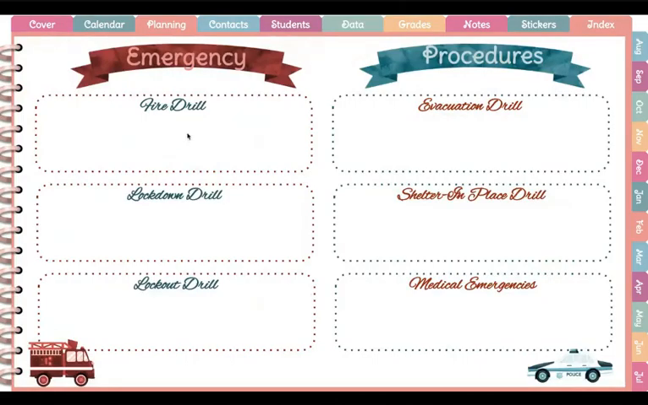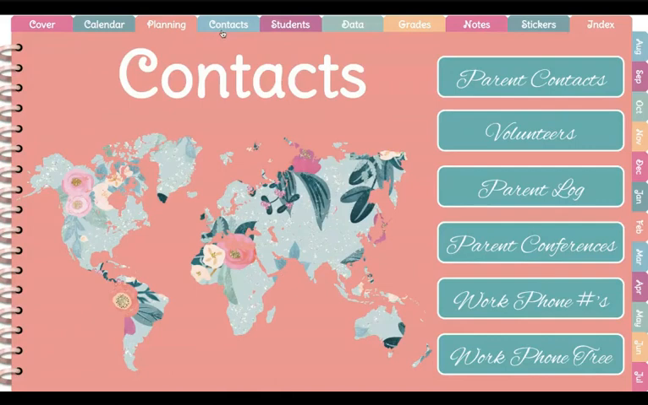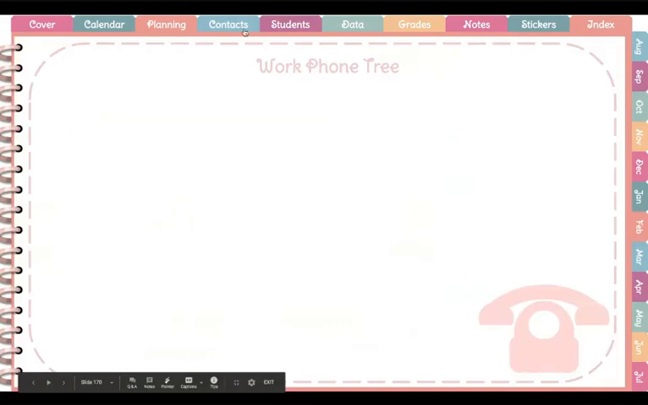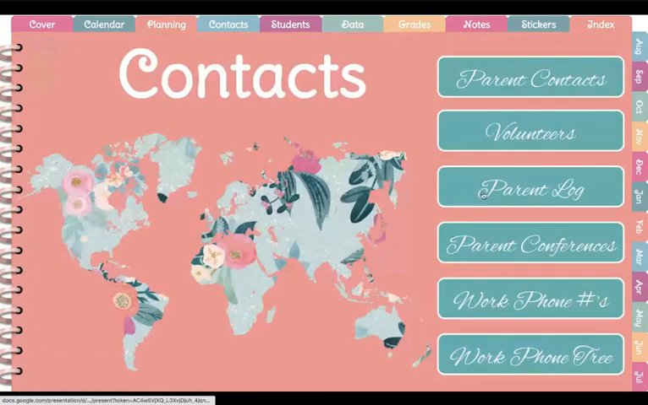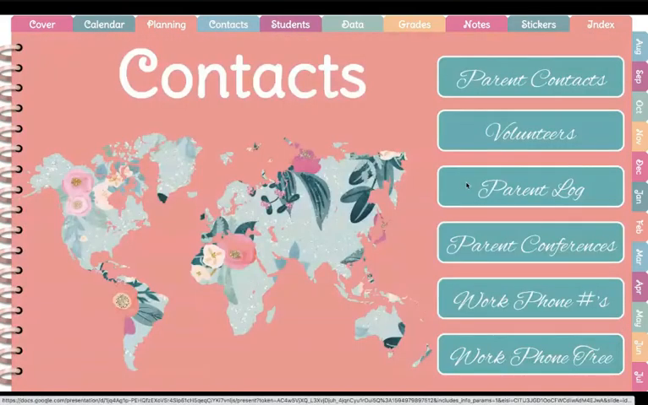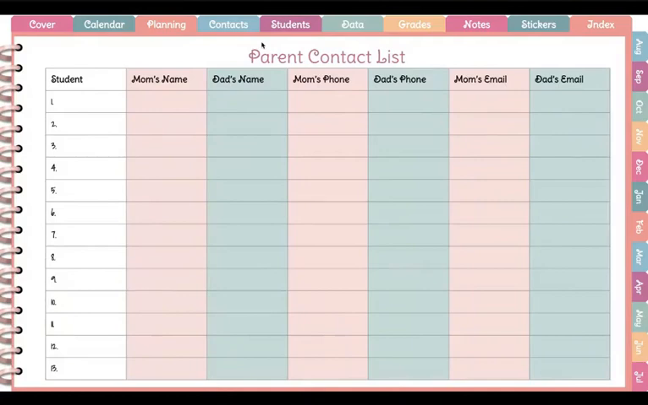All right, subplans, emergency procedures, substitute report, substitute plans. And now we're in the contacts tab. So I can click through these and always go back. So work phone tree, work phone numbers, parent conferences, parent log, volunteers, parent contacts. So if I wanted to write in this, I can't do it in present mode.